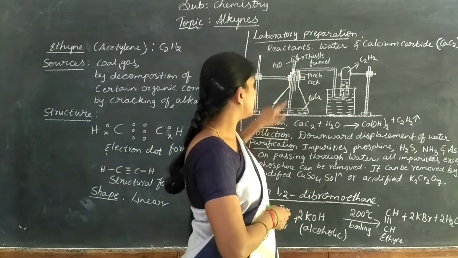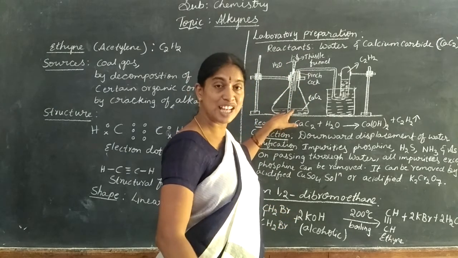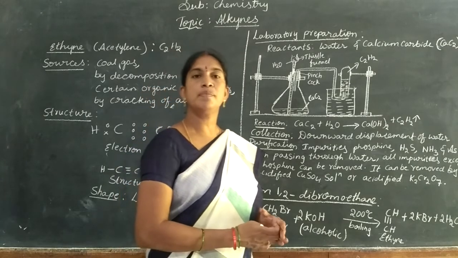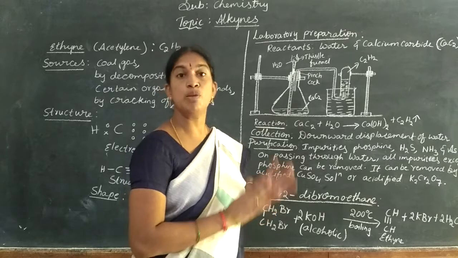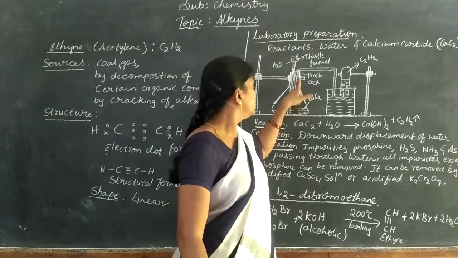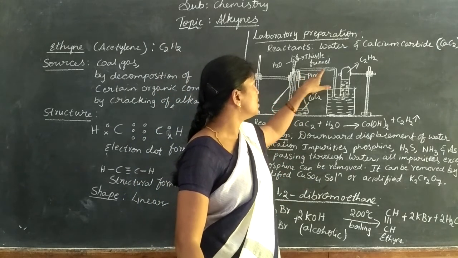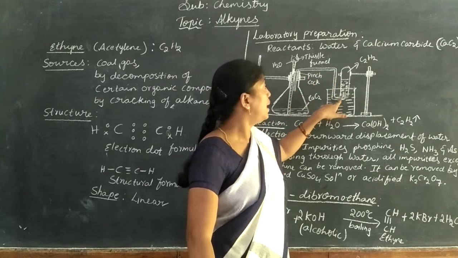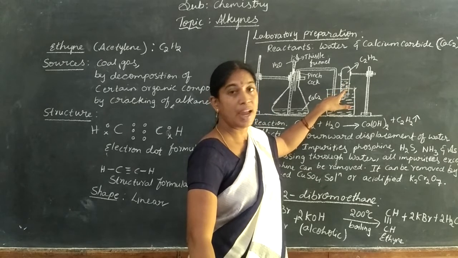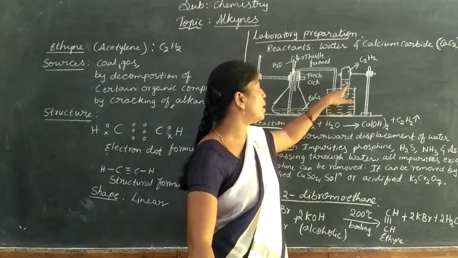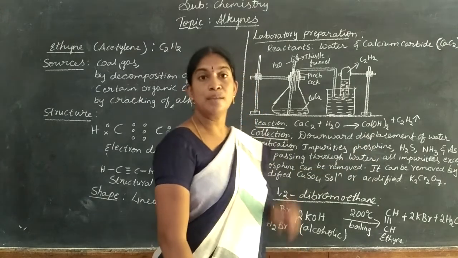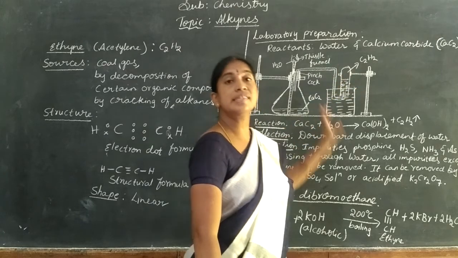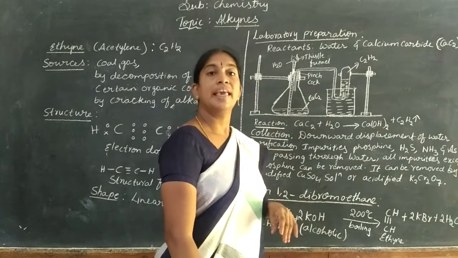Whenever we send the distilled water into the calcium carbide, it becomes an exothermic reaction. What is an exothermic reaction? It gives out heat energy. Through this, the gas enters the delivery tube and goes into the water, where we have inverted the test tube. We can see bubbles through the water, and those bubbles are nothing but ethyne, which will be collected. This is the procedure by which we get the ethyne gas.